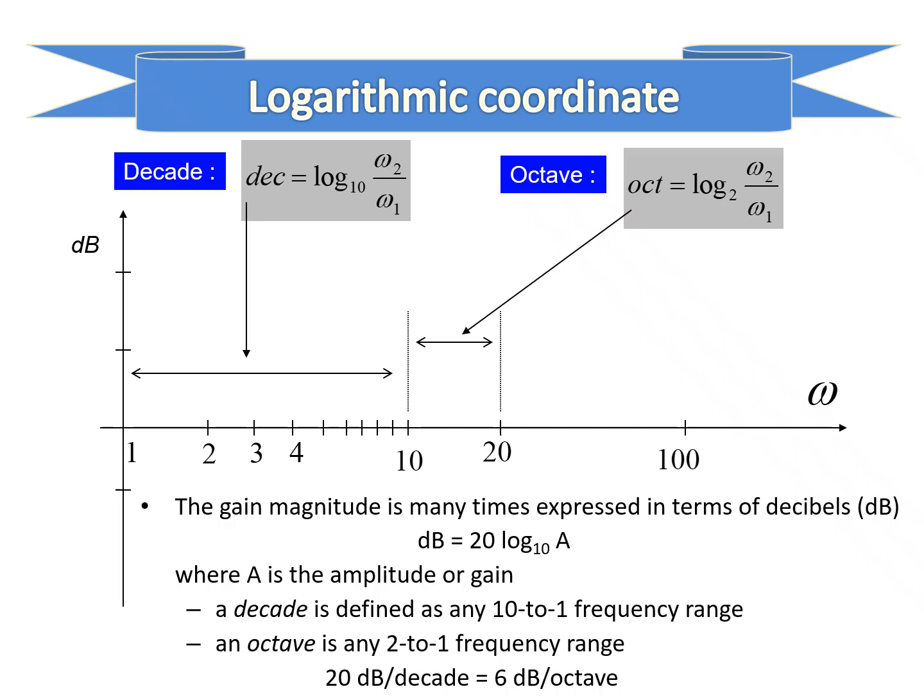A decade is defined as a 10 to 1 frequency range, while an octave is a 2 to 1 frequency range. It is 20 dB per decade, which is equal to 6 dB per octave. That is the relationship between decade and octave.